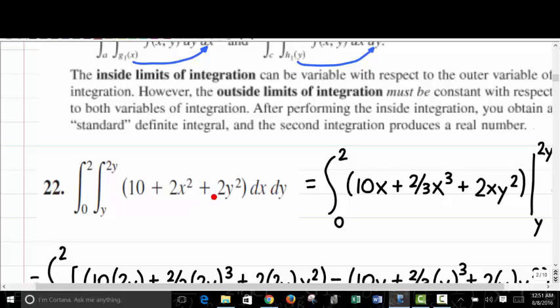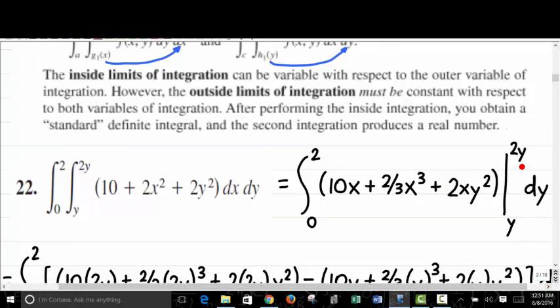Okay, notice you have this function right here, and it goes in dx dy order. So if dx is on the inside, notice that those limits are y variables, or they could be numbers, but they could not be x's. So you integrate this with respect to x first. The antiderivative of 10 with respect to x would be 10x, 2x squared would be 2/3 x cubed, and then 2y squared would be 2x y squared.